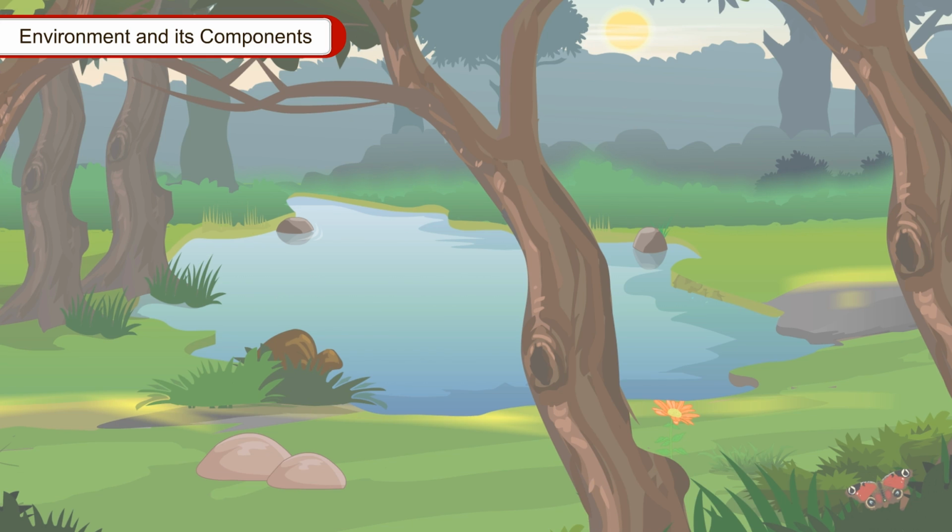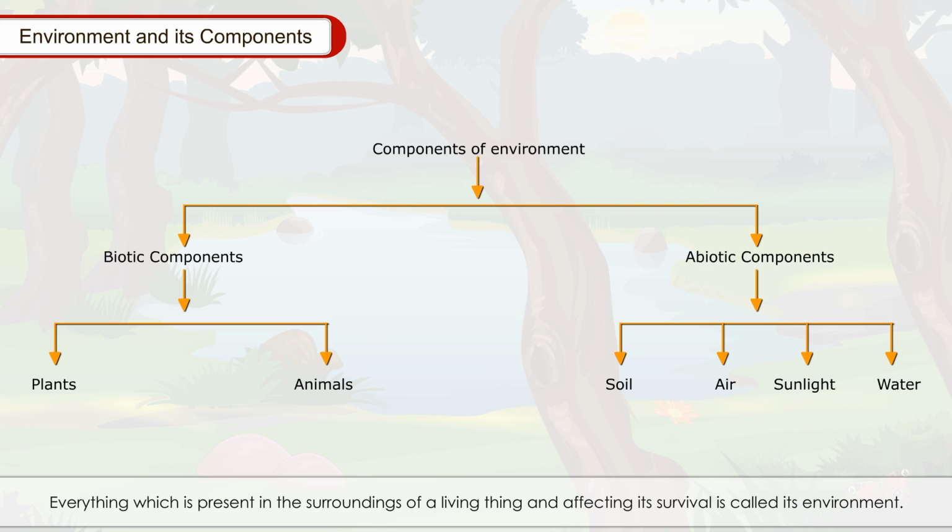Environment and its components. Everything which is present in the surroundings of a living thing and affecting its survival is called its environment. The environment is made up of two components. These components are biotic components and abiotic components. The survival of an organism depends on the perfect interaction of all these components.